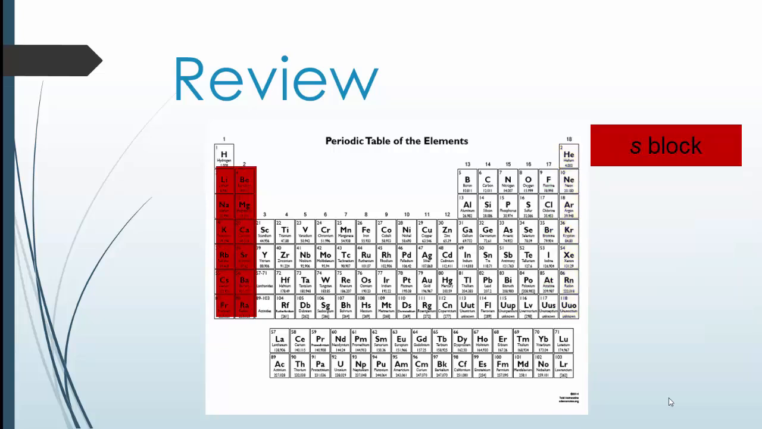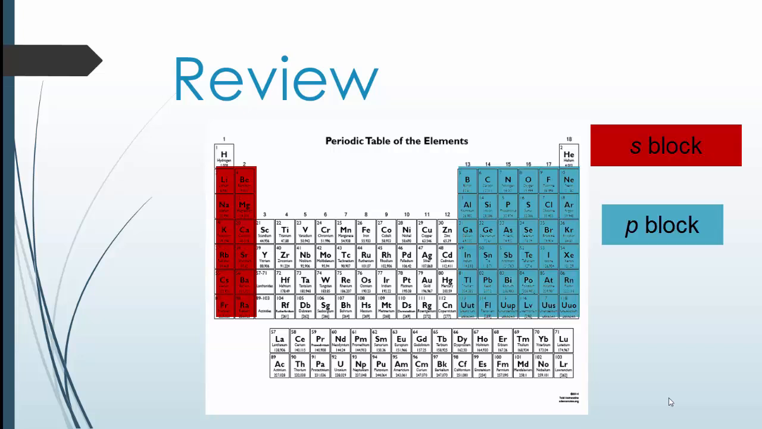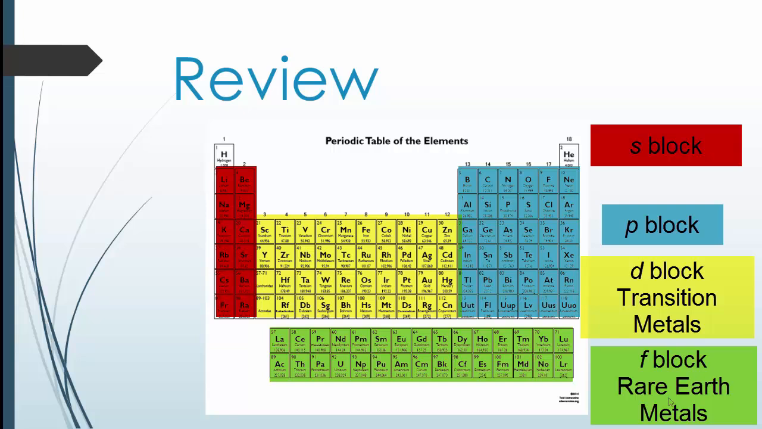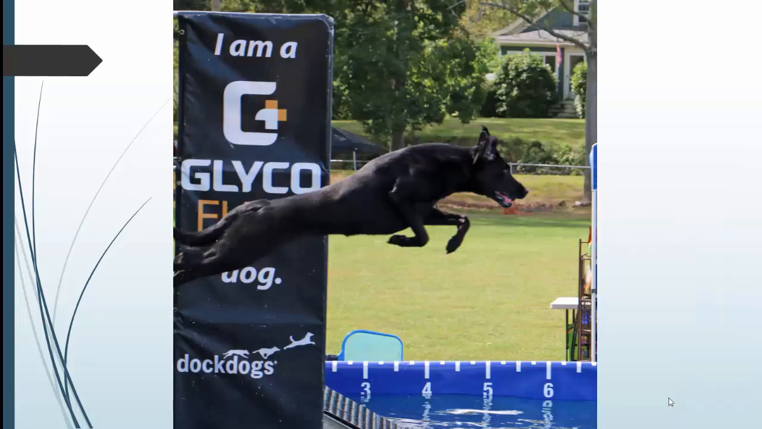The first 2 columns is the S block. The last 6 columns is the P block. The S block and the P block are known as the representative elements. The elements in the 10 columns between the S block and the P block are called the D block, or transition metals. And the 14 columns separated from the periodic table are known as the F block, or the rare earth metals. So this should allow you to leap into the periodic table.